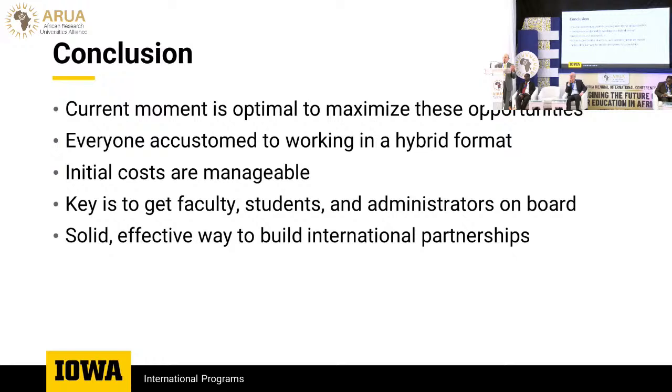So we believe this is a solid and effective and sustainable way to build international partnerships. It's also simple and practical, and it's something that everyone can do.